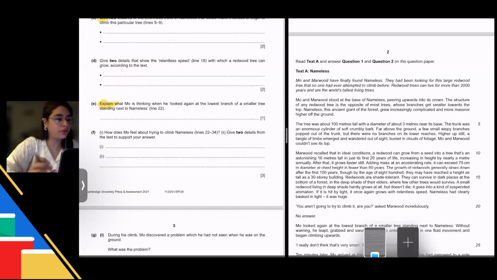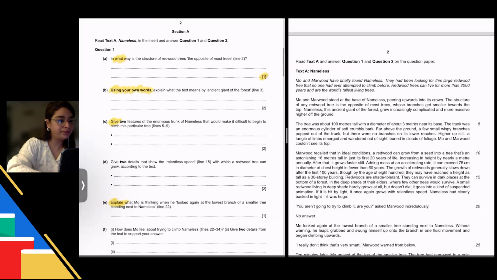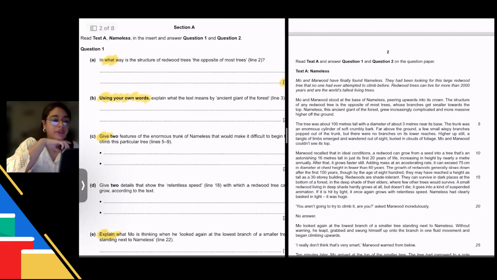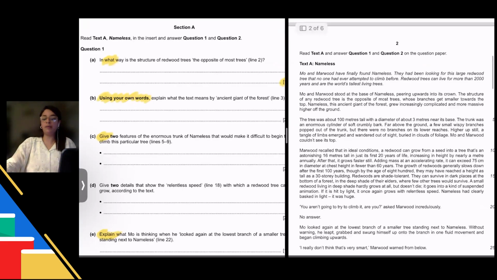All right, so for example, when we talk about the first question, which highlighted the idea of redwood trees, in what way is the structure of redwood trees the opposite of most trees? This is a question from line 2. So keep in mind, they give you line numbers for a reason. The best strategy to go over the reading paper is, since we have a lot of time, it's always a good idea to use that to our advantage.